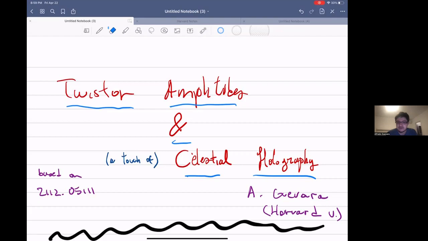So what I wanted to tell you about is Twistor amplitudes with a bit of a touch of celestial holography. This is based mostly on this recent paper, but also some work in progress with some people at Harvard.